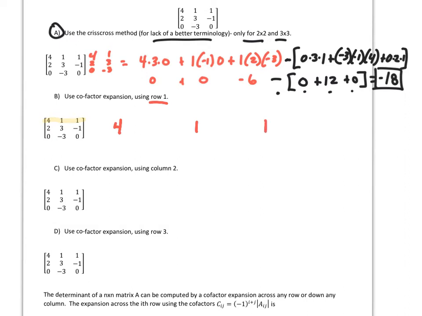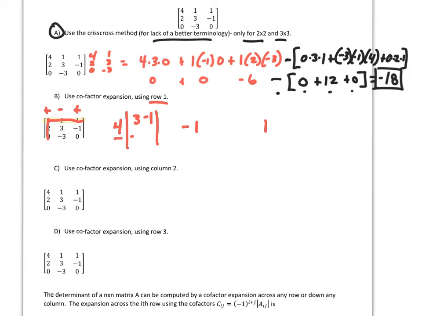Now when you do this, you have to alternate your signs. So this one would be a positive, this one would be a negative, and this one would be a positive. So right here, I'm going to have to put a negative. Then I'm going to make the submatrix, which is the matrix that's left over when you cross off the row and the column that the number is in. So here I have a 4. The row and the column that I'm in are those two right there. So the submatrix is whatever's left: 3, negative 1, negative 3, 0.